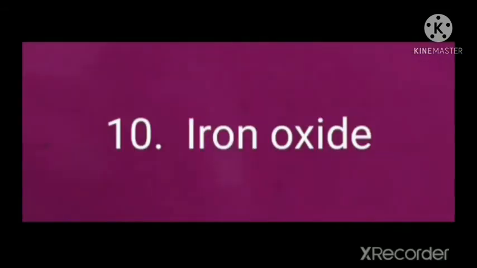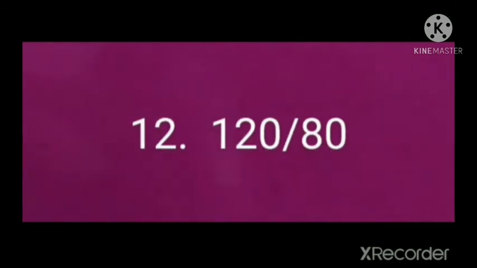So children, let's go through the questions quickly again. Question number 10. When iron rusts, it reacts with the oxygen to form what? Iron oxide. Question number 11. How many bones are there in spinal cord? Answer is 24.